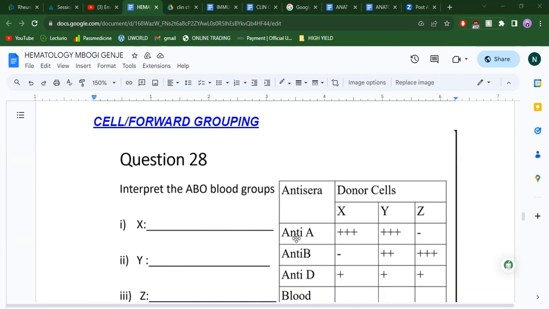So for the cells, you have A, B, and D. Okay? So D will be rhesus antigen. So let's reason with X. If you have a cell, the antigen in cell A and the donor cell reacted, what caused the reaction? If the antigen A reacted with the donor cells, sorry, the serum, what caused the reaction? It has to be an anti-A.